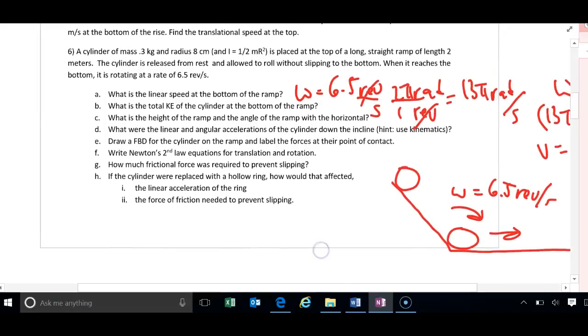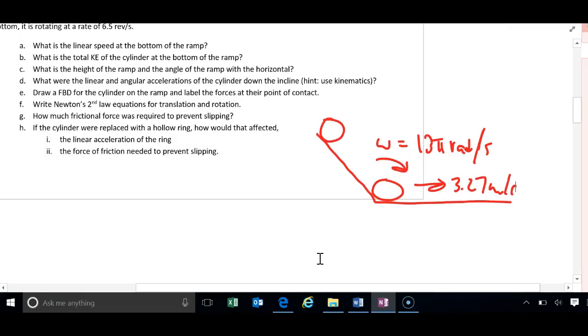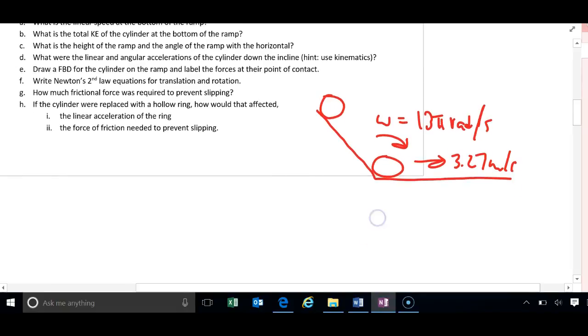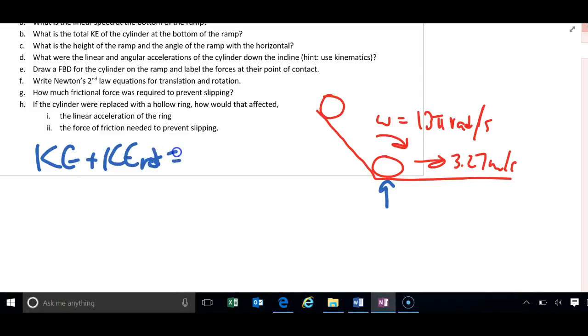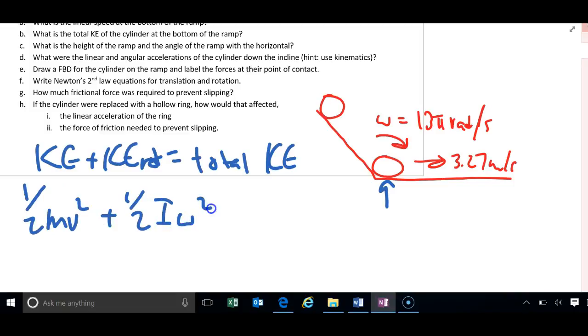Let's now do part B. So part B, I cleaned some stuff up a little bit here, is what is the total kinetic energy? Well, at this location, at the bottom, what type of energy do I have? Well, I have KE plus KE rotational equals the total KE. So 1/2 mv squared, I already have that, plus 1/2 I omega squared. I already have omega. This seems to be a simple plug and chug.